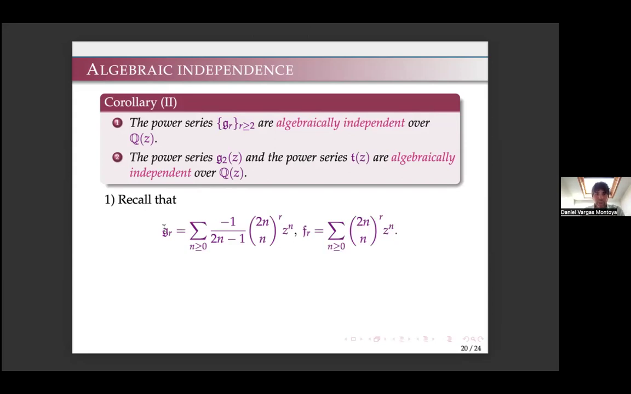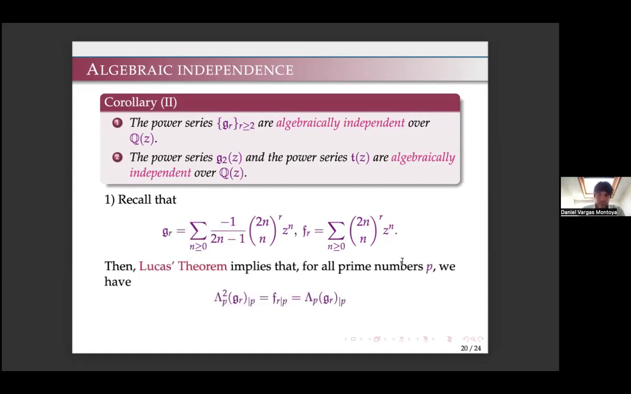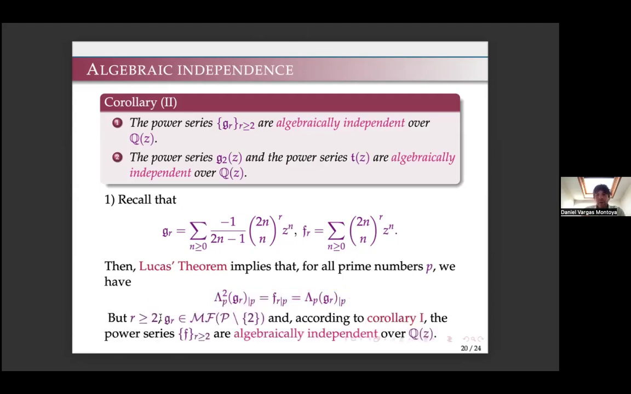I recall that we have G_R, by definition, this power series, okay? And also we have F_R. So then, by using Lucas's theorem, we have this equality. That is the main point in the last theorem. But we know that G_R actually belongs to MFP minus 2. And according to Corollary 1, we know that these power series F_R are algebraically independent over Q.